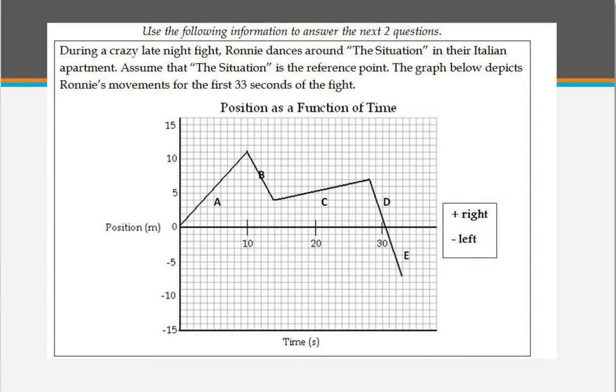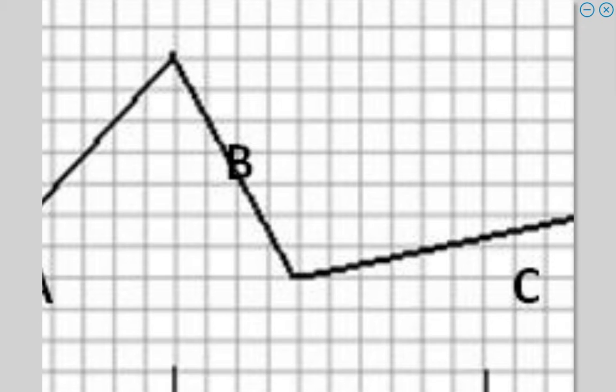the graph. First of all, if you're determining velocity and you have a position time graph, you automatically are thinking, beautiful. So jot down slope beside that, determine Ronnie's velocity, right? So just jot down slope. And let's go look at section B.